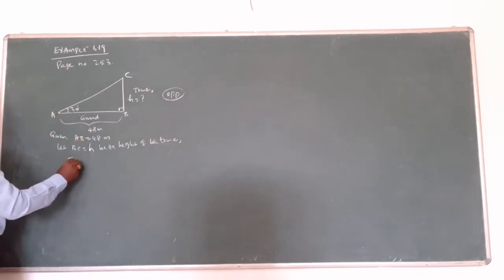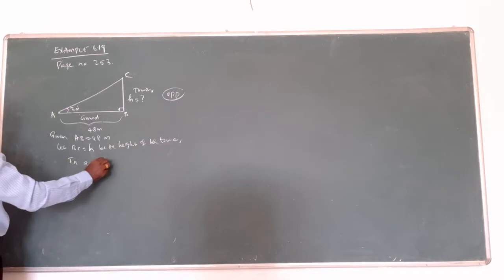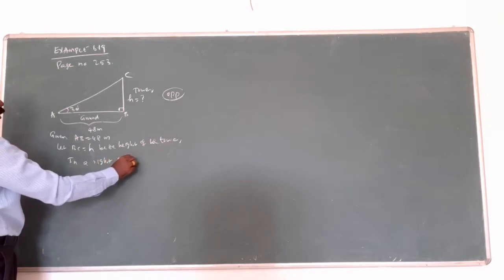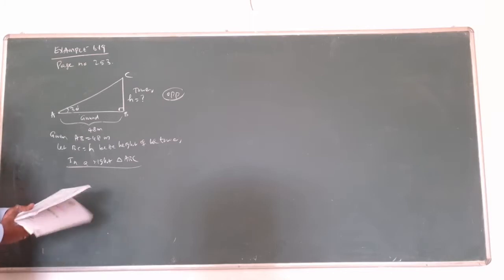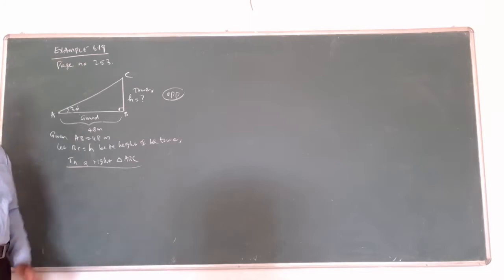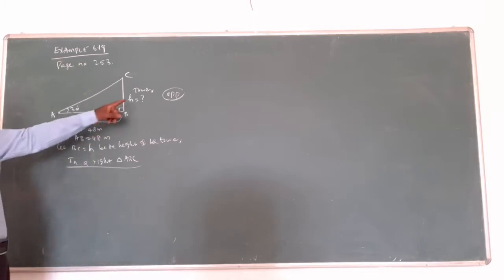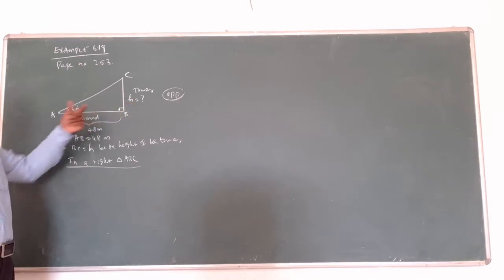Now, in the right triangle ABC, we can use either the sine formula, cos formula, or tan formula, but here opposite is asking, edge is given.